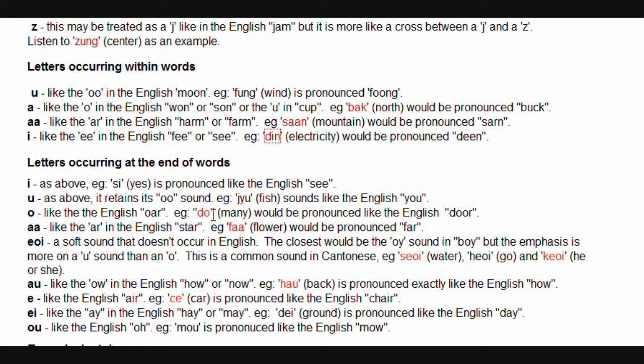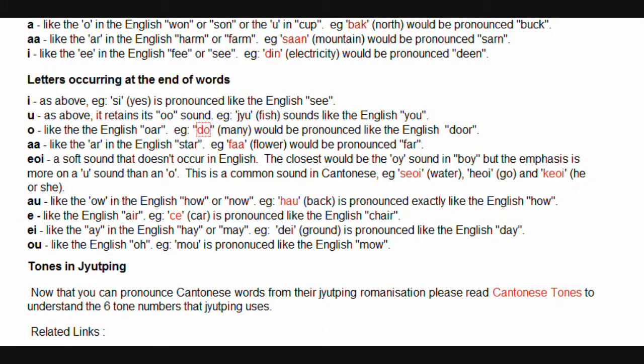U, as above, it retains its oo sound, e.g. jyu, fish, sounds like the English you. O, like the English or, e.g. do, many, would be pronounced like the English door. Aa, like the ah in English star, e.g. faa, flower, would be pronounced fa.